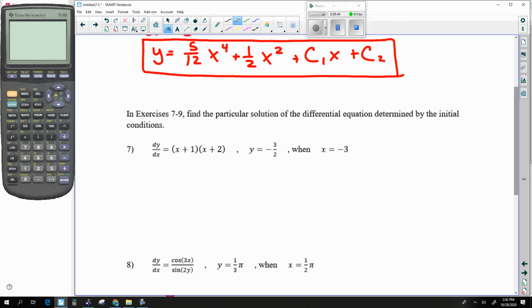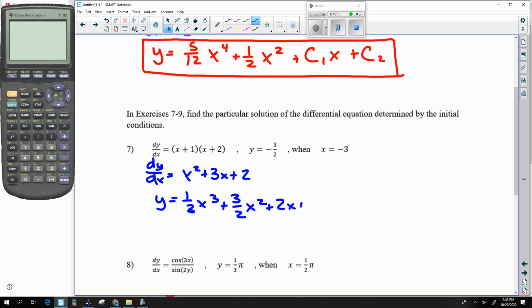Okay, now they give me some initial conditions. So again, when they give you these initial conditions, what you get to do is you get to solve for these C's when they pop up. So let's just understand what the problem is telling us first, because we can't handle this multiplication. So this is x squared plus 3x plus 2. All right, so y is equal to 1/3 x to the third plus 3 over 2 x squared plus 2x plus c.